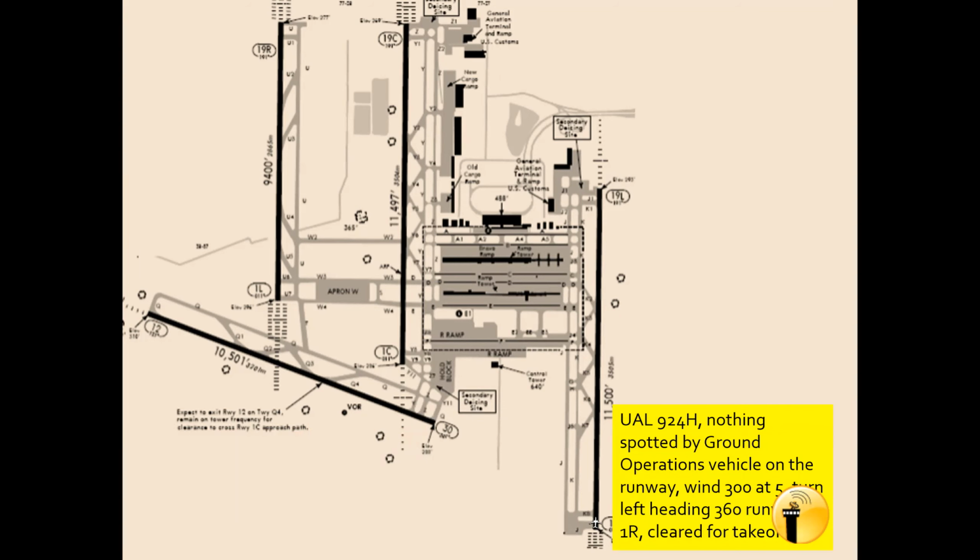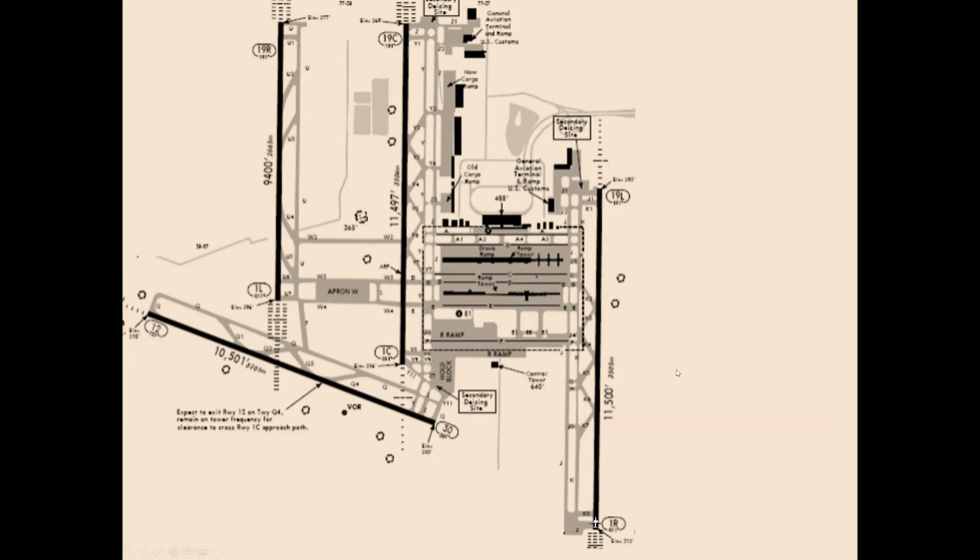United 924 Heavy, nothing spotted by the ground operation vehicle on the runway. Runway wind 300 at 5 knots, left turn heading 360, runway one right, clear for takeoff. Left turn 360, runway one right, clear for takeoff, United 924 Heavy.